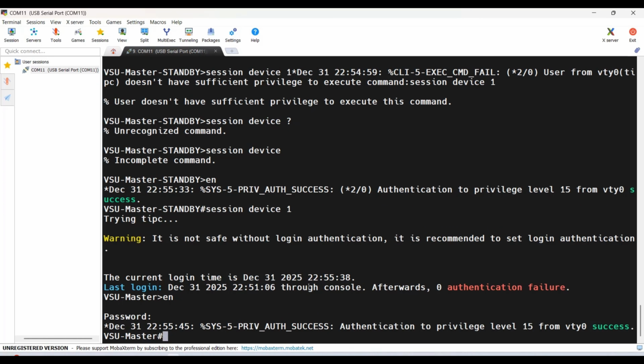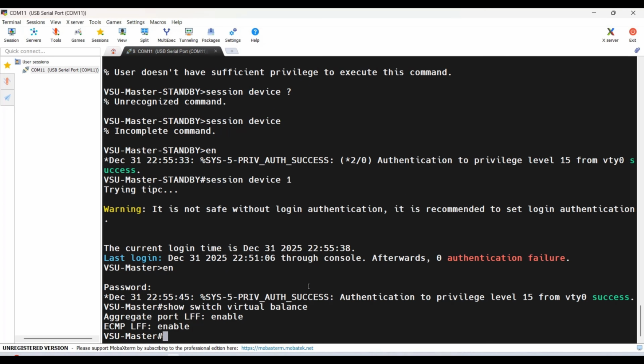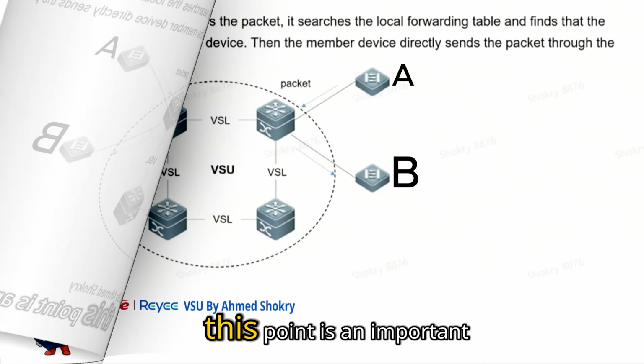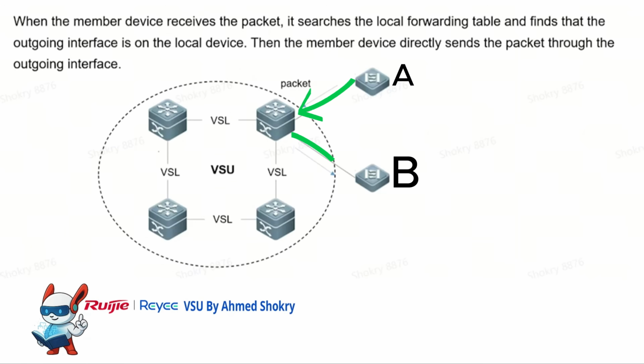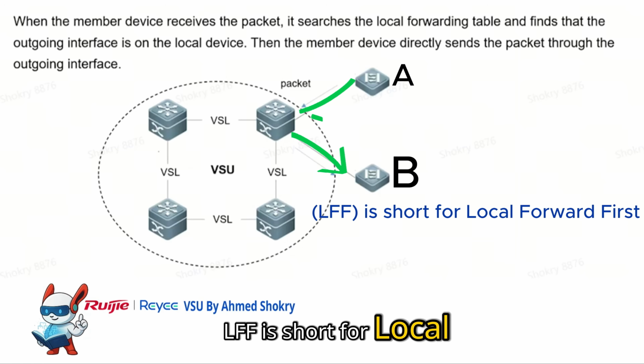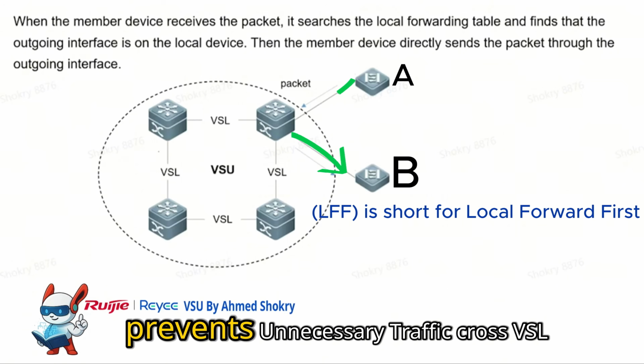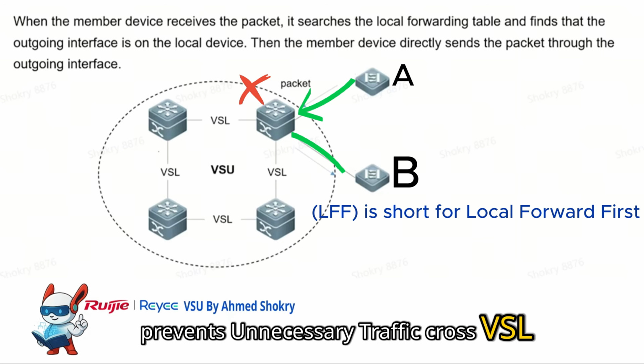Last command line we will use here, show switch virtual balance. And the result, we have something called aggregate port LFF enabled, ECMP LFF enabled. And this is enabled by default. This point is an important one. LFF is short for local forward first. It prevents unnecessary traffic crossing the VSL line.